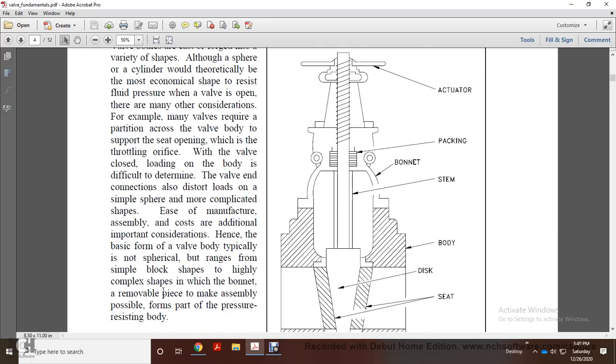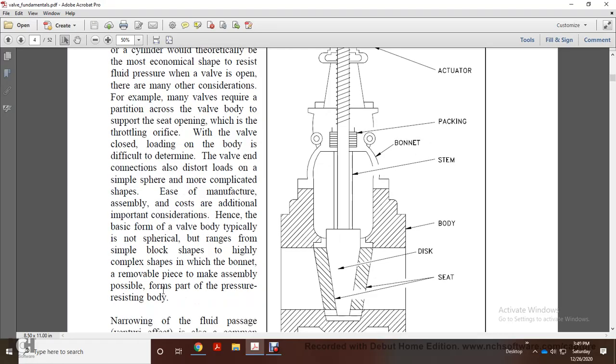Hence, the basic form of the valve body typically is not cylindrical, but ranges from simple block shapes to highly complex shapes, in which bonnets, removable pieces to make assembly possible, form part of the pressure-resisting body.